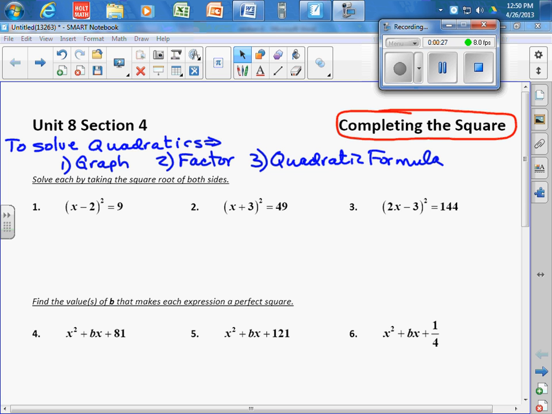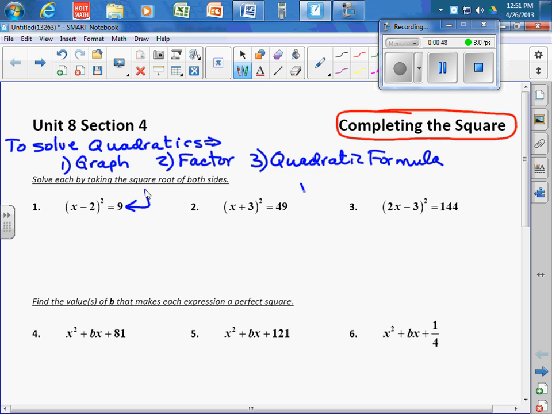But before we learn how to complete the square, there's a couple of things that we need to realize first. And that is, when you have an equation such as this, x minus 2 quantity squared is equal to 9. Well, what kind of number is 9? Let's look at number 2. What kind of number is 49? Let's look at number 3. What do we have with 144? What kinds of numbers are these? If you're thinking perfect squares, you're absolutely right. These are perfect squares.